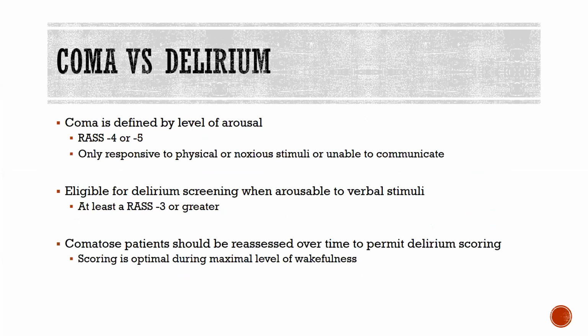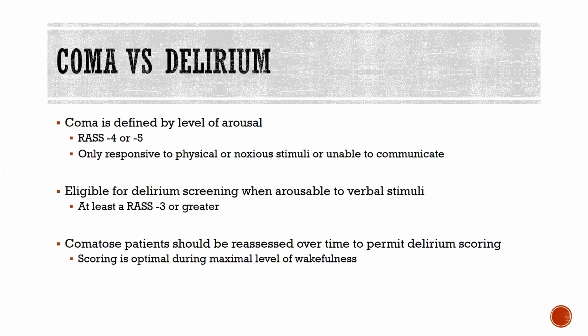Another thing to point out is differentiating coma versus delirium. So coma is defined by your level of arousal. Patients with a RASS of -4 or -5 are only responsive to physical or noxious stimuli, and they aren't able to communicate. It's not to say that these patients, when their RASS is -5 and they aren't doing anything for you, aren't delirious.